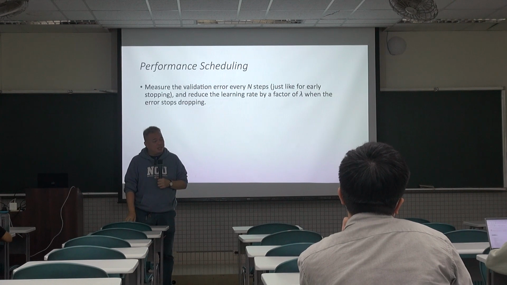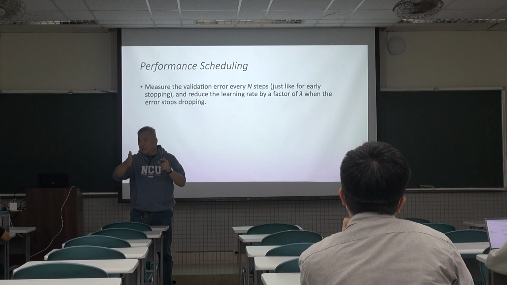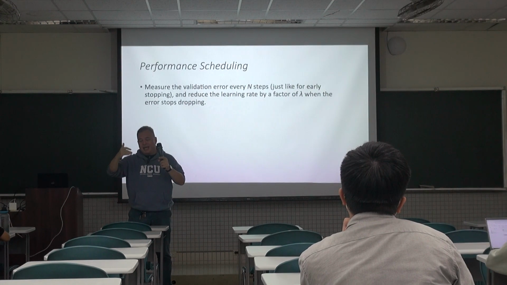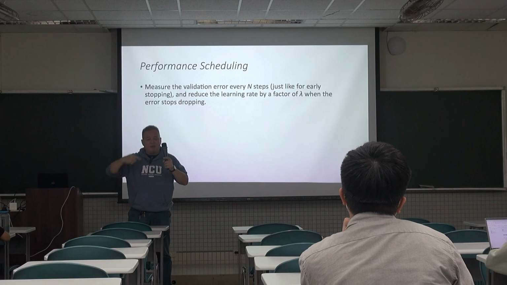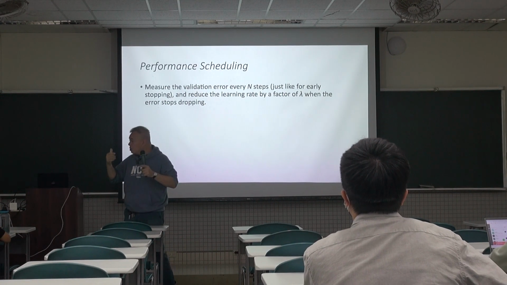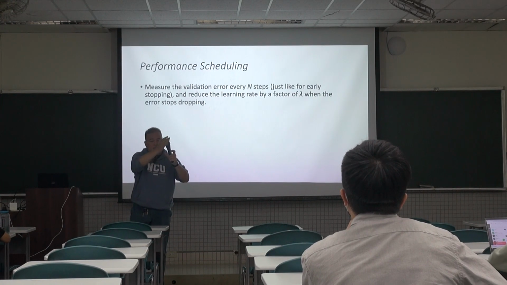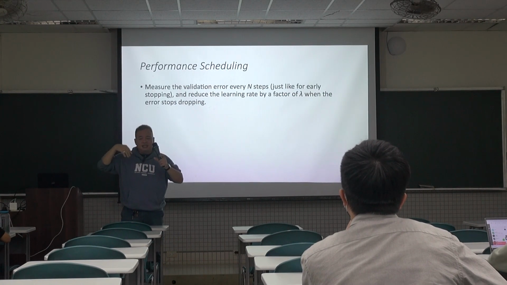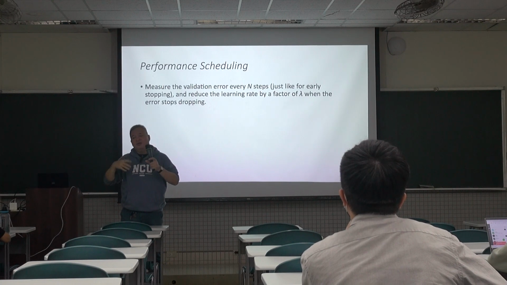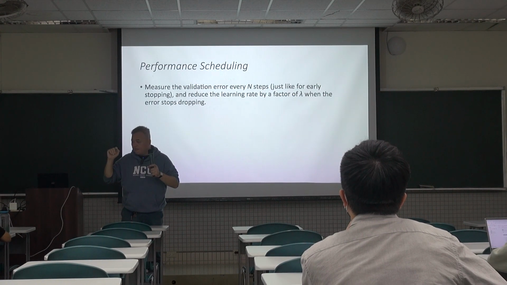Early stop. What is early stop? Do you guys still remember? Basically, we use the validation error, right? If the validation error does not reduce for a certain number of epochs, we stop the training, right? So the performance scheduling is basically similar. If the validation error does not go down for a certain number of epochs, then we reduce the learning rate.